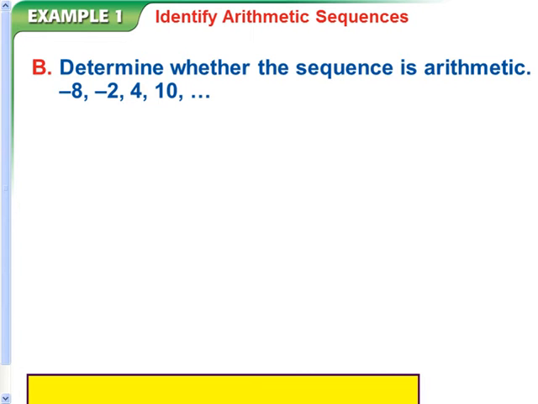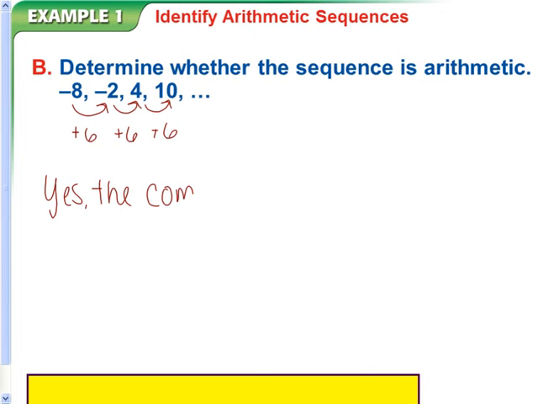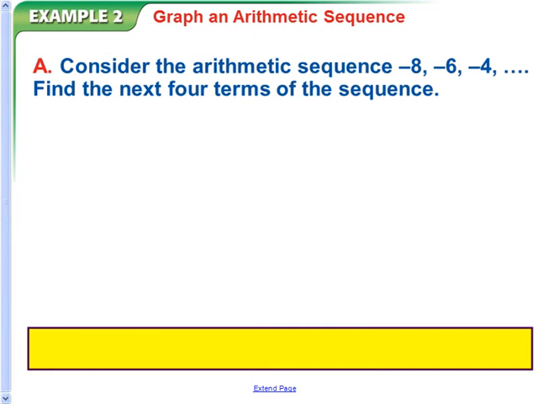Okay, how about this one? Determine if this is an arithmetic sequence. In this case, we are adding 6, and adding 6. So yes, this one is arithmetic, and we could support that by saying the common difference is 6. Okay, so this one is an arithmetic sequence.